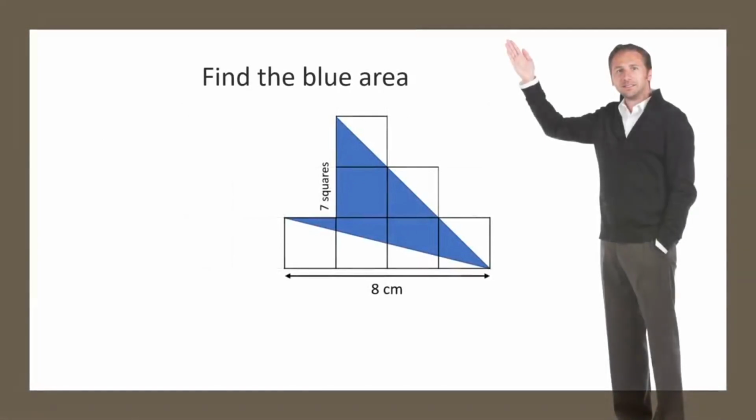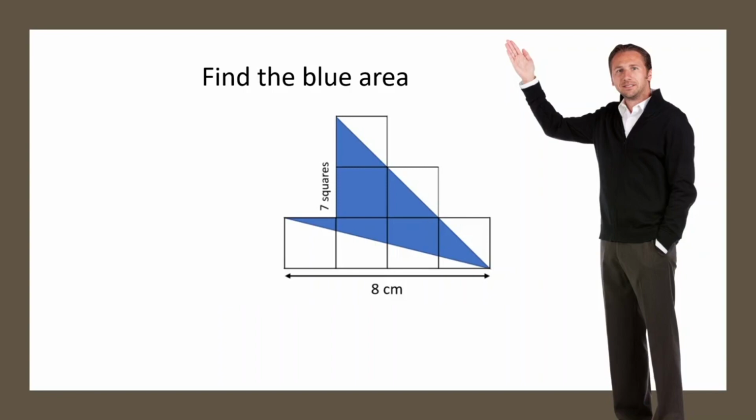Today we'll get started with a geometry problem. We've been given 7 squares and a blue shape inscribed within those squares, and we've been asked to find the blue area. So 7 squares, and we're told that the base of this arrangement is 8 centimeters long, meaning each square is 2 centimeters by 2 centimeters.